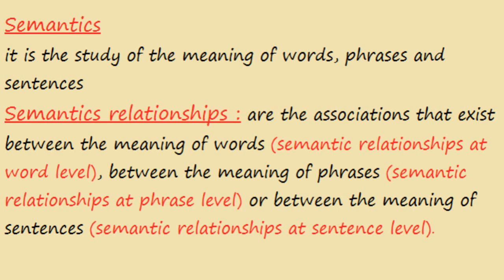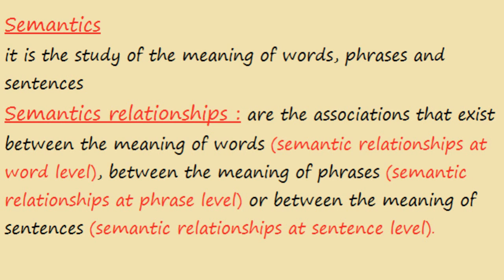Semantics, as a field of study, studies the meaning of words, phrases, and sentences. Within semantics, we have semantic relationships, which means there are associations that exist between the meaning of words, or between the meaning of phrases, or between the meaning of sentences. When it's between the meaning of words, we call it semantic relationships at word level. When it's between the meaning of phrases, we call it semantic relationships at phrase level. When it's between the meaning of sentences, we call it semantic relationships at sentence level.